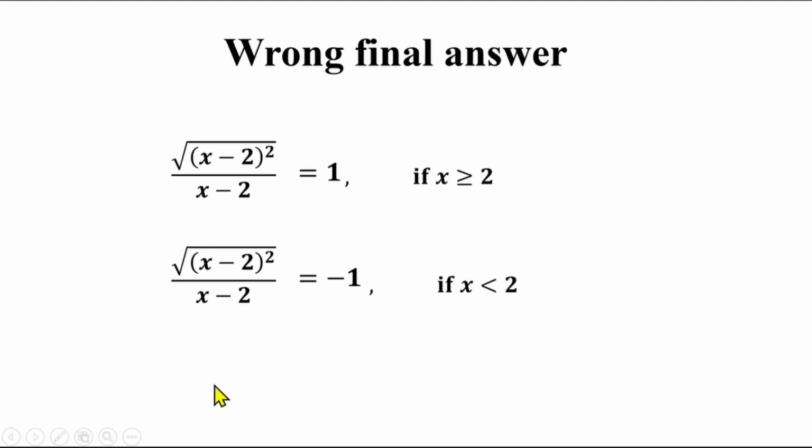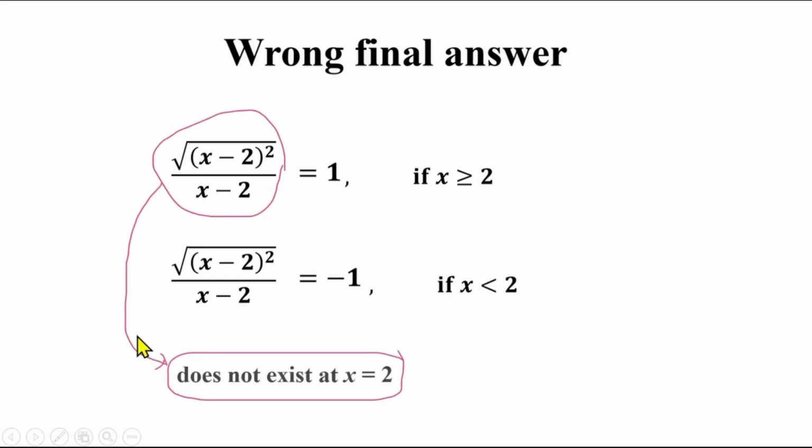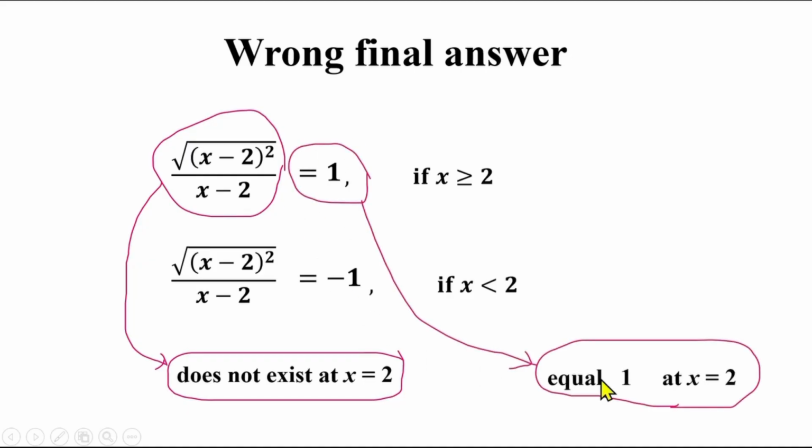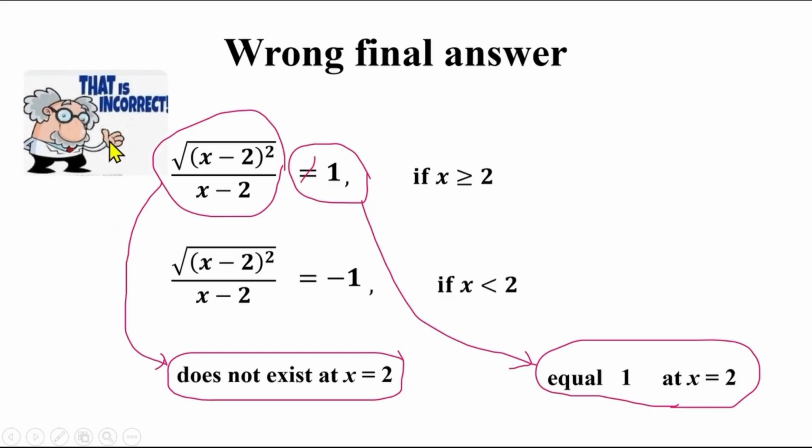Why is it not right? Let's consider the left-hand side here. If we take x equal to 2, which is included in the interval, we have here 0, and this expression doesn't exist at x equal to 2. At the same time, the right-hand side is equal to 1 at x equal to 2. So that it is incorrect, and we have here inequality, not equal. And this expression is not equal to this one. So the final answer is this one.